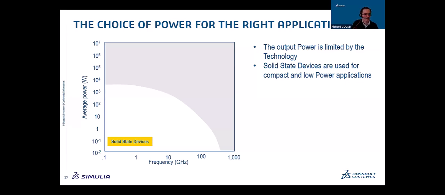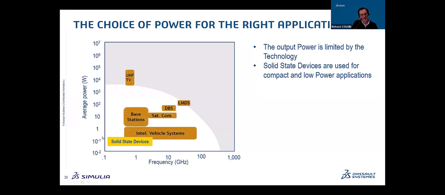So, for instance, if we start from the bottom left of this graph, you have the solid state devices which are used for compact and low power applications. And of course, the power is in this case limited. If you want to increase the power for some certain frequency range, then you need to change the technology. And then in this case, you will use the vacuum electron devices, which will be performed for the applications that you would like to target.